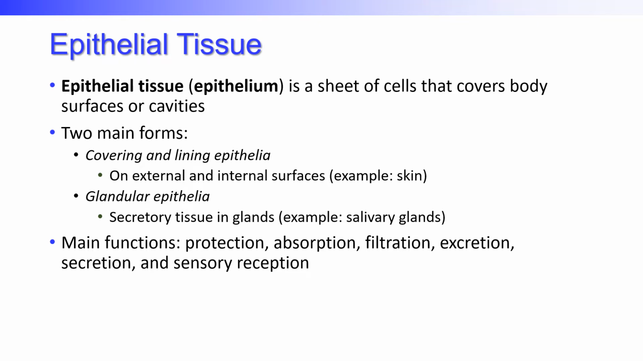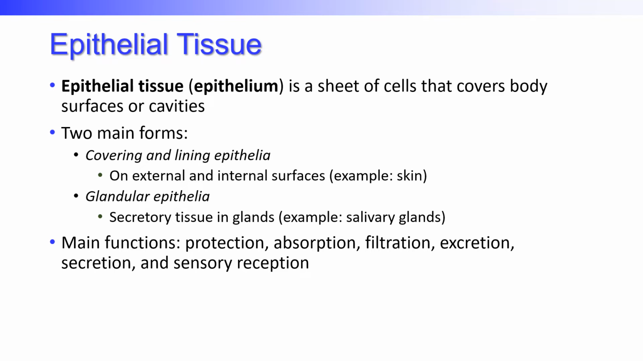It can perform filtration, which also involves moving substances from one area to another. That's what we see happening in a part of the kidney known as the glomerulus. It can also perform something called excretion and secretion, which are other forms of moving substances in and out of areas. That happens in a different part of the kidney, known as the tubule system. And it can provide sensory reception as well. So we see that epithelium is a functionally diverse tissue type.